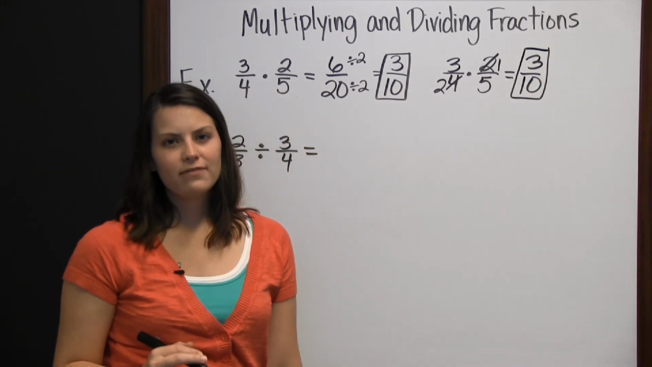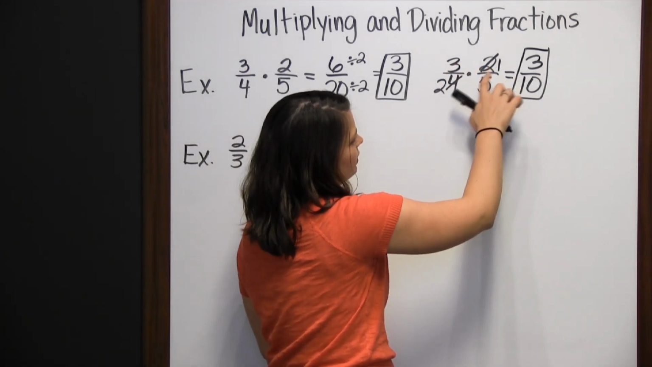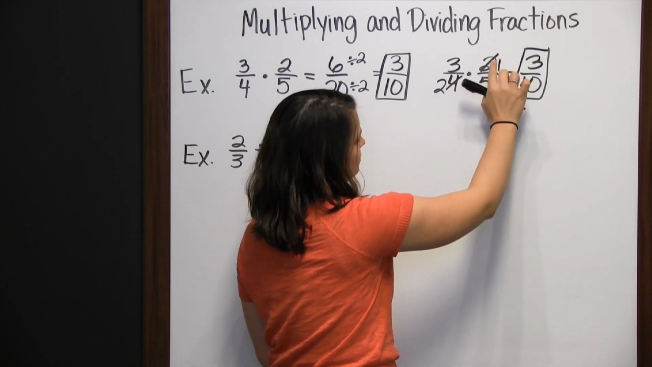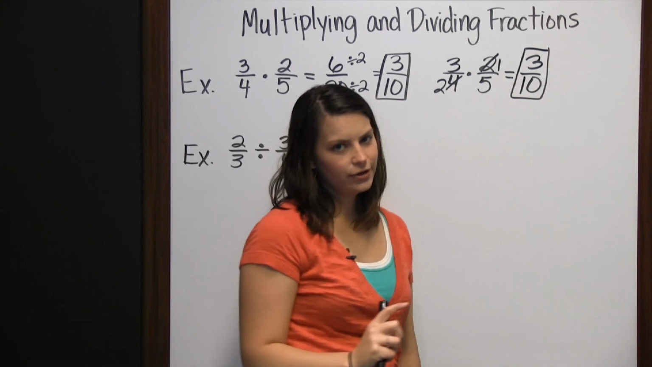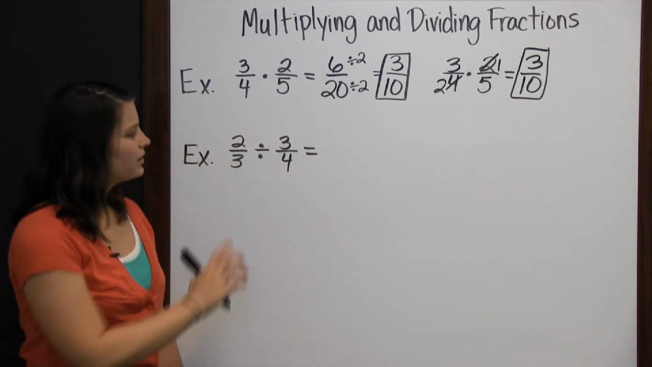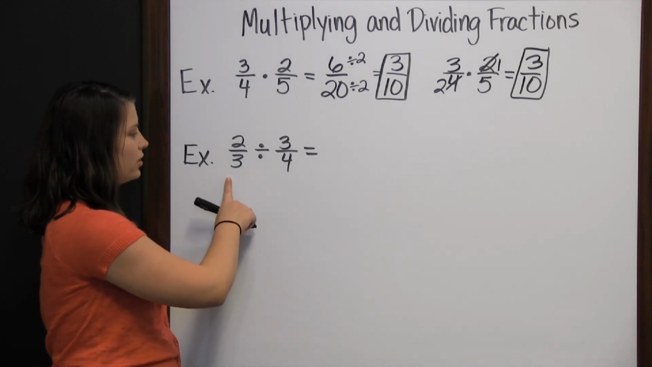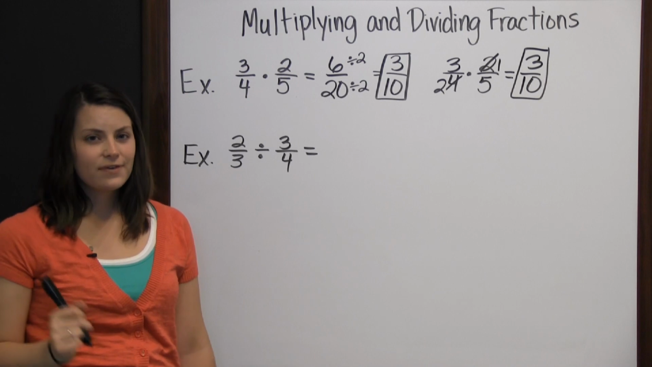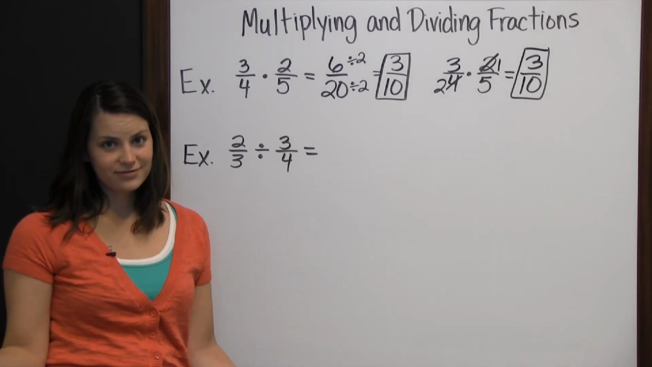Make sure that you don't ever try and cross-cancel numerators with each other. It's only those diagonal numbers that you can cross-cancel. So you cross-cancel a numerator with a denominator. Now let's look at division. We're going to divide 2/3 by 3/4. And you know what's funny about dividing fractions is that you don't.